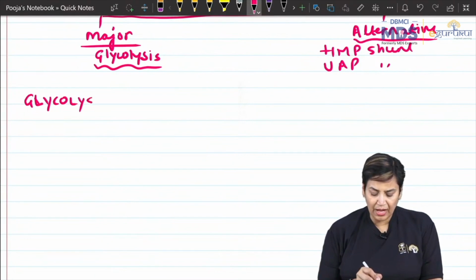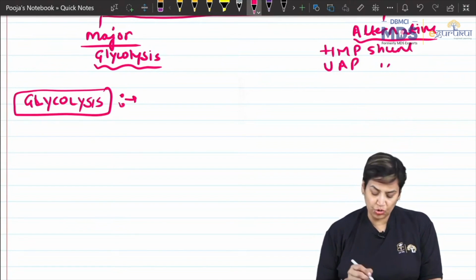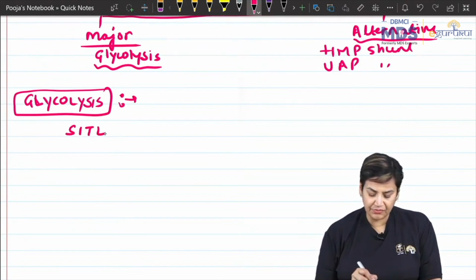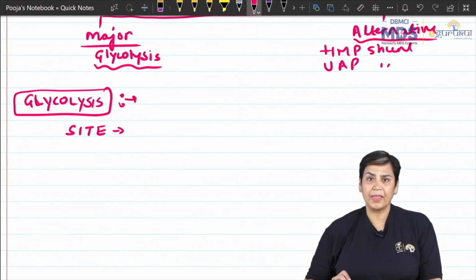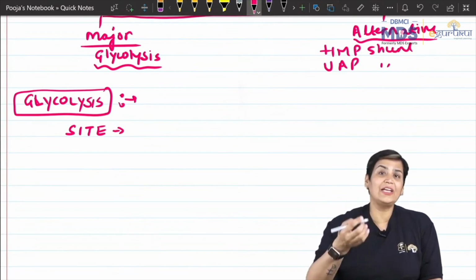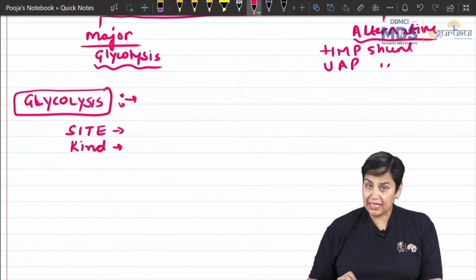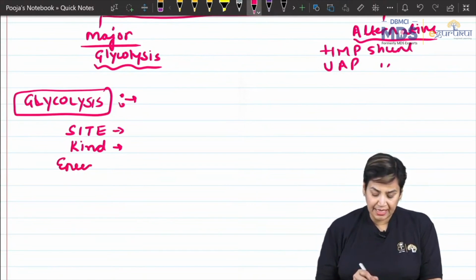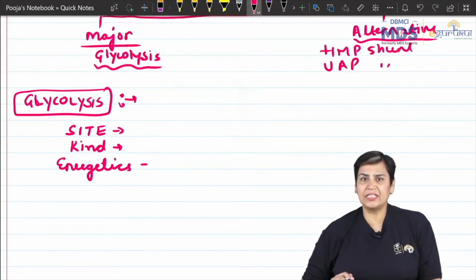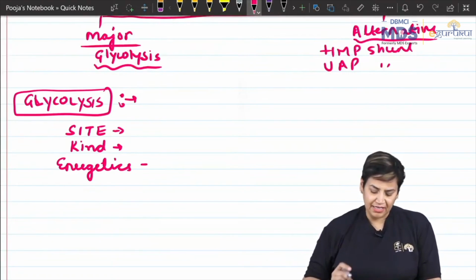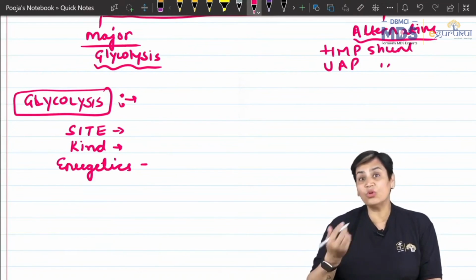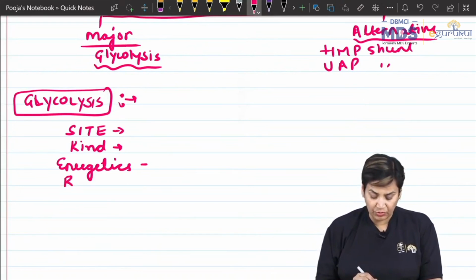Now, what you have to remember in these processes. First of all, you should know the site, which means where it occurs. Second, you should know what kind of pathway it is, whether it is anabolic or catabolic. Then you should know about the energetics, which means how much energy is given out or how much energy is taken. And the most important point is regulation.